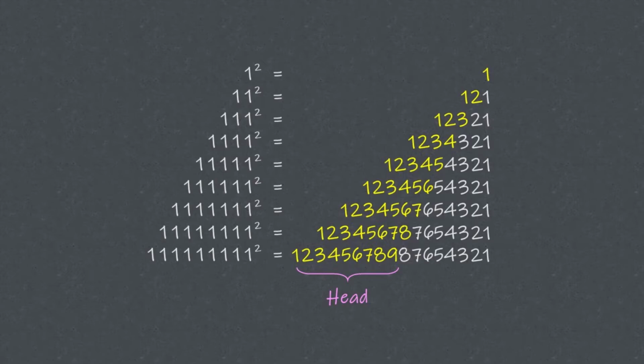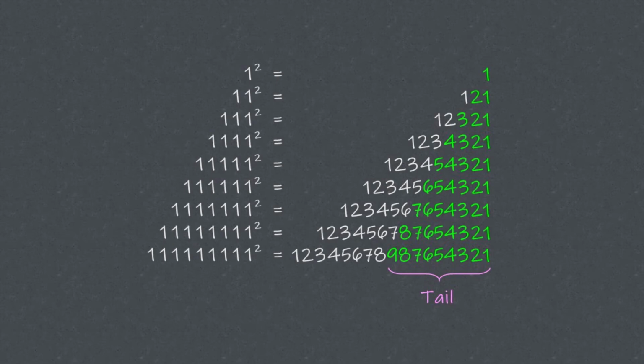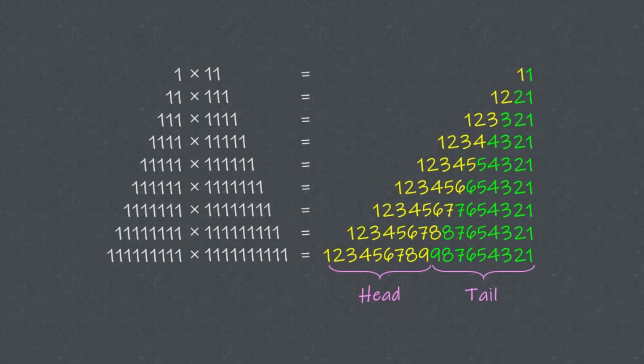And it's well known that the squares of those numbers gives a series of palindromes where, in the last one, the head and the tail both contain the digits 1, 2, 3, 4, 5, 6, 7, 8, 9. I admit that it's a bit annoying that the digit 9 in the middle has to be used twice to make this work, but you can get around this by taking the product of the consecutive repunit numbers. And again, you end up with a palindrome, but this time the head and the tail are separate Pandigital numbers.